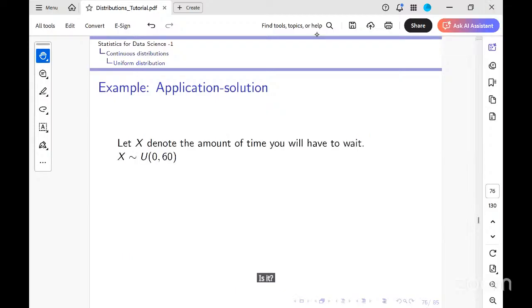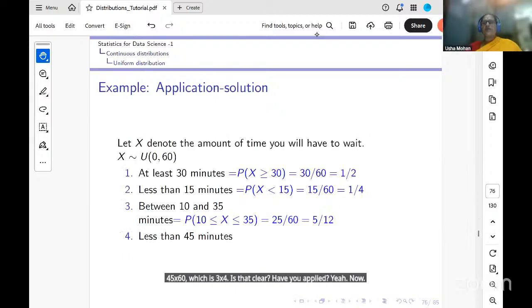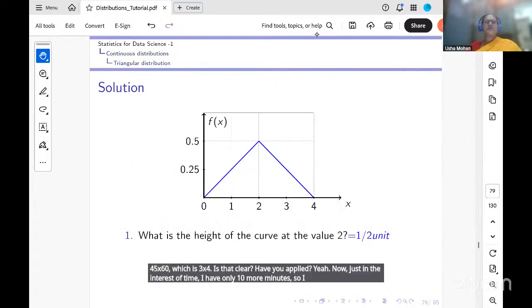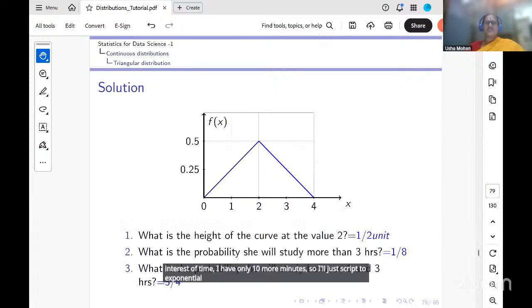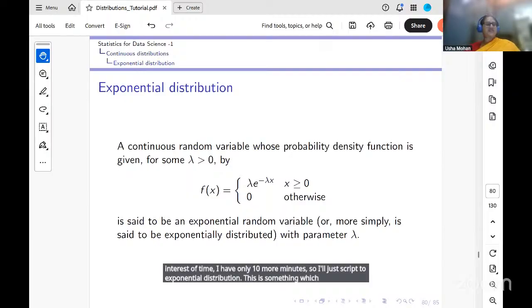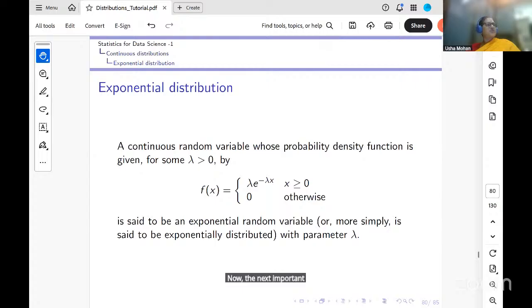Now, in the interest of time, I have only 10 more minutes, so I'll just skip to the exponential distribution. This is something which is already done in the lecture, so you can go through it. Now, the next important distribution is what we refer to as the exponential distribution.